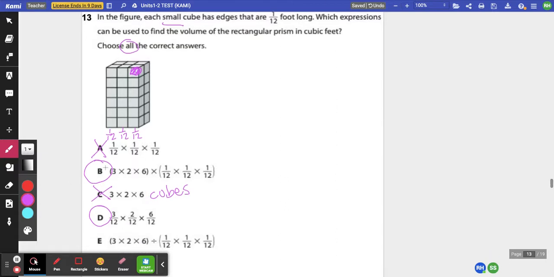And part E is very similar to part B, but if I took 3 times 2 times 6, that tells me how many small cubes there are, but I wouldn't want to divide by the volume of each cube. I would need to multiply by the volume of each cube to figure out the volume. If I took the 3 times 2 times 6 and divided by the volume of each cube, that would just tell me how many cubes there were. So E is also not correct.